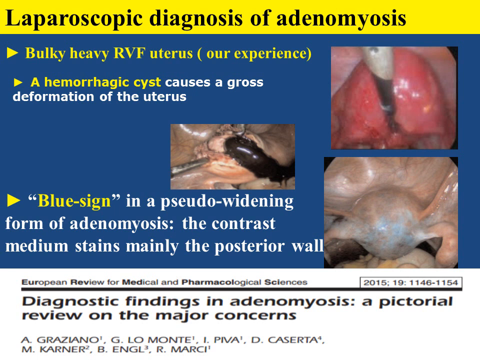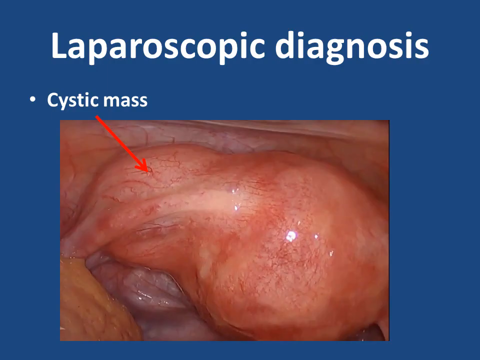Also, if you inject dye inside the cervical canal to test for tubal patency, the dye may go to the myometrium, not to the fallopian tube or along with the fallopian tube. This is because of the invagination of the endometrium from the endometrial cavity into the myometrium, and this is called the blue sign, which is a pseudo-widening from the adenomyosis, and this is a sign published by some authors. So these are the criteria by laparoscopy.